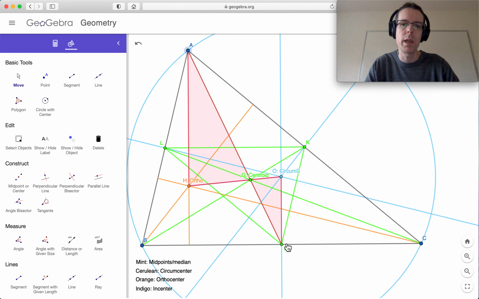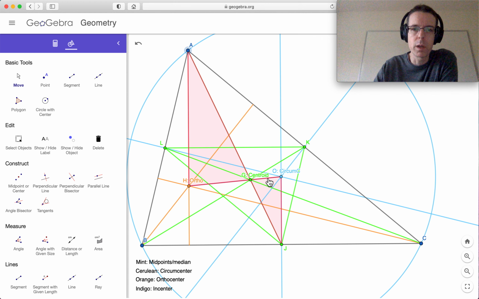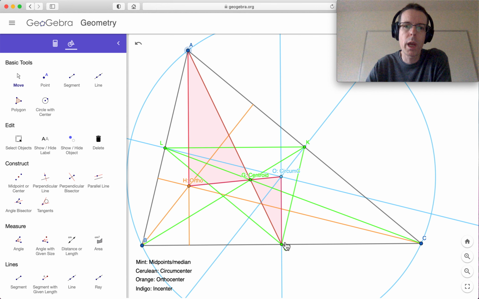Well, this AJ is a median of this triangle, and G is the centroid of the triangle, and so G lies exactly 2/3 of the way along it. If that's the case, then GJ must be 1/3 of that median, and GA must be 2/3 of that median, which means that JG is exactly half of AG. So we're making some headway into these red triangles here. We've got JO is exactly half of AH, and we've got JG is exactly half of AG.